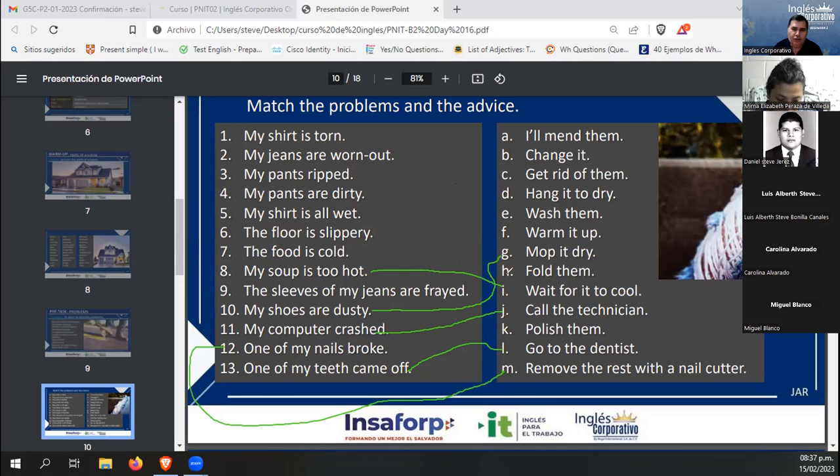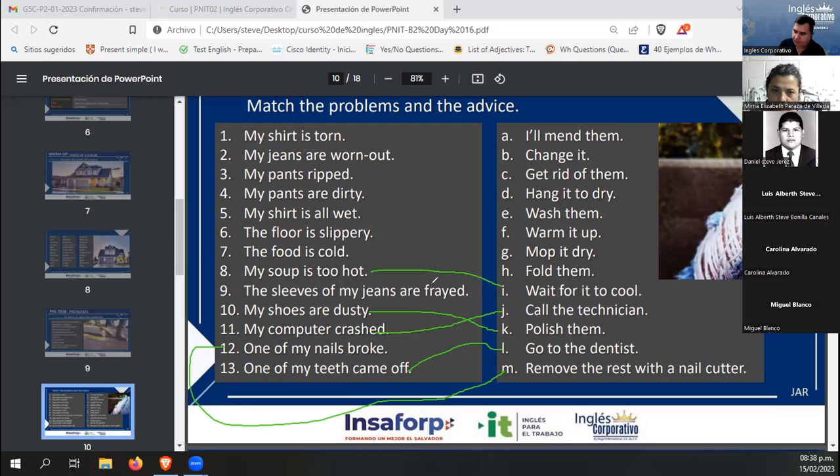Okay. No, the shoes. No, no, no. No, esa no, ajá. Polish them. Polish them. Ah, okay. Dusty, polish. Letter K. Letter K. Yes. Aquí. Letter K.